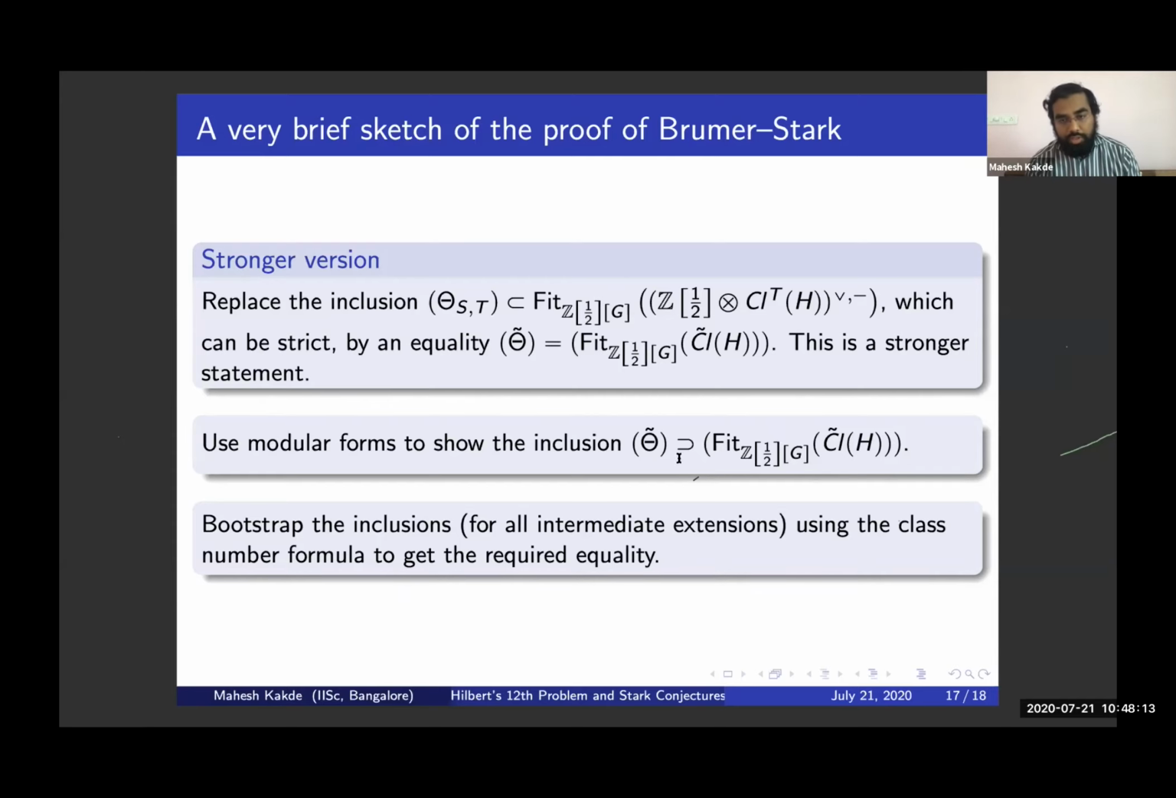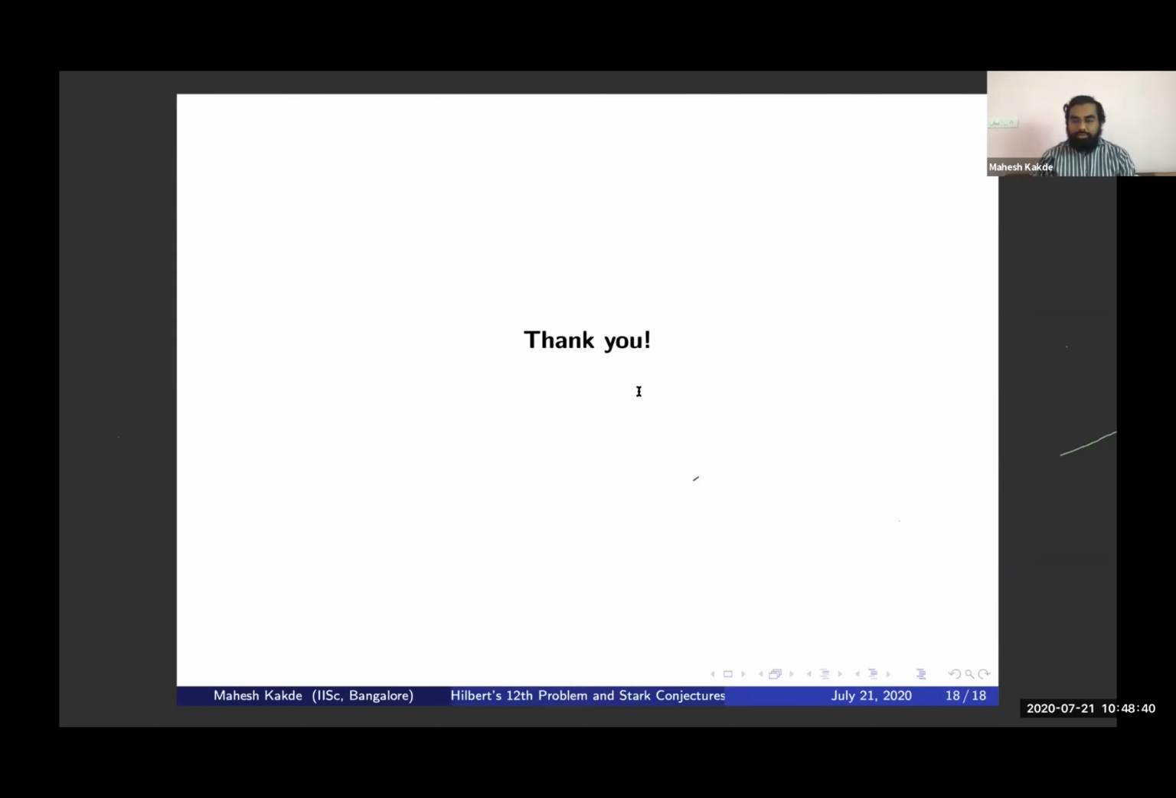So we get this inclusion, and then we bootstrap, going back to our class number formula that I mentioned earlier, to show that if you have this inclusion in all cases for all intermediate extensions, then you actually get an equality. Once you have this equality, you can deduce the thing you want. So that's all. Thank you. If you have any questions.